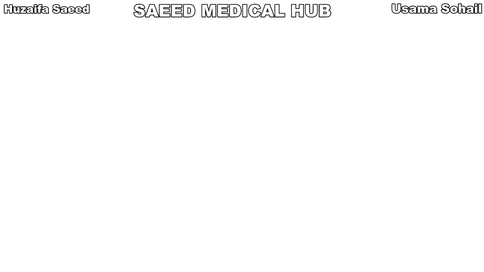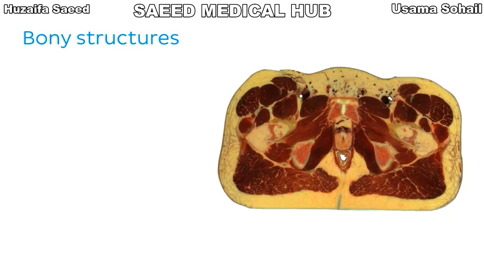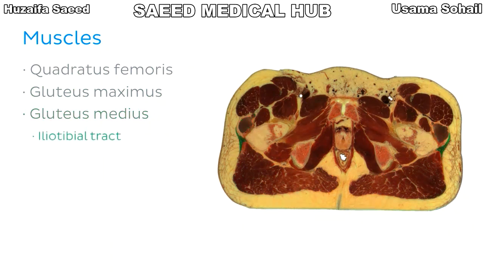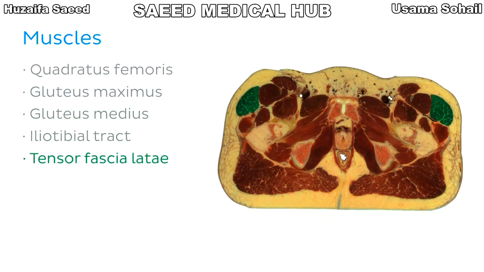So, first, let's recap. We looked at the bony structures, starting with the femur, and then we moved on to the ischium and the pubic symphysis. From there, we reviewed the other musculature that we see at this level, which included the quadratus femoris muscle, and then the gluteus maximus muscle, followed by the gluteus medius muscle. We saw the iliotibial tract and the tensor fasciae latae muscle that attaches to the iliotibial tract.